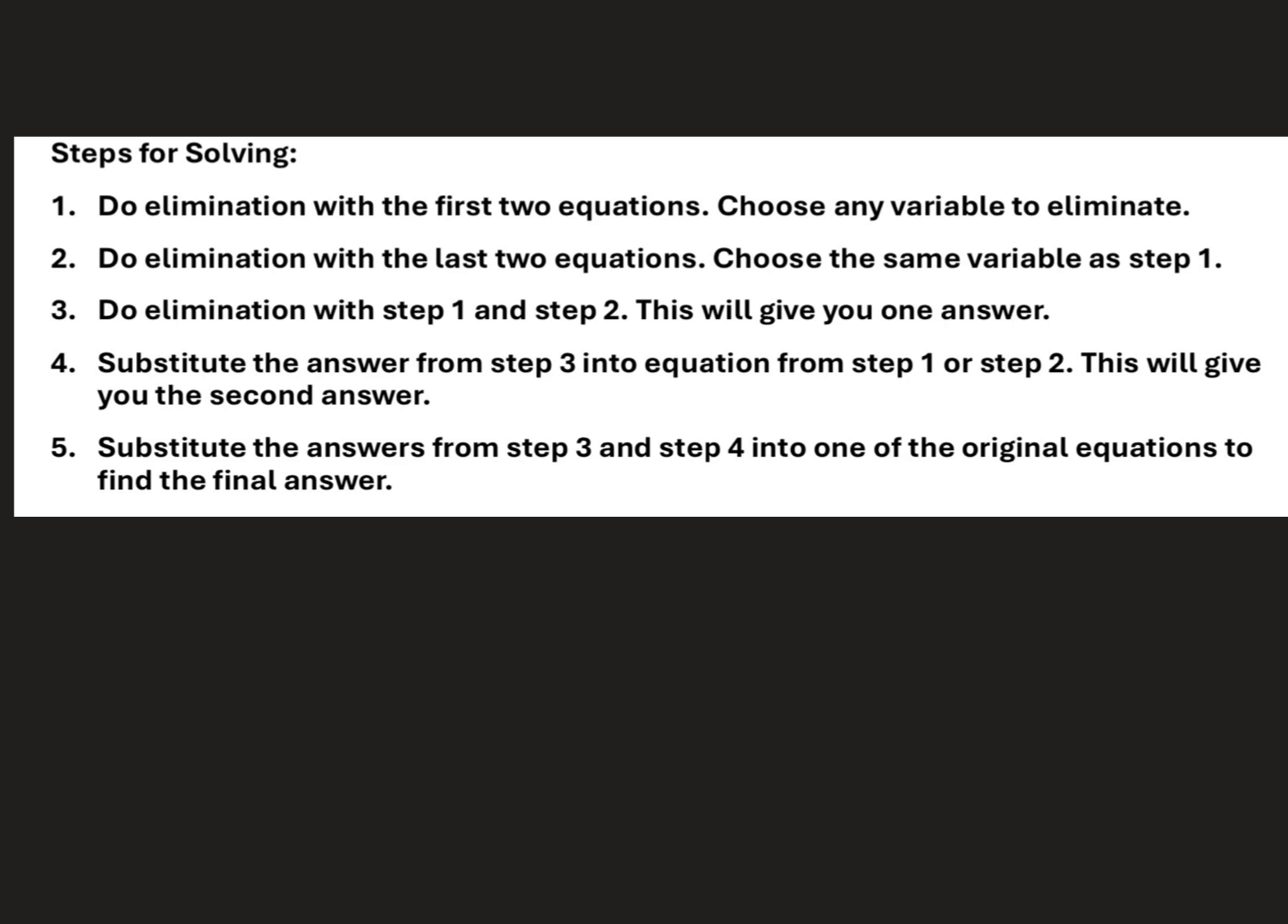Number three, do elimination with step one and step two. This will give you one answer. Number four, substitute the answer from step 3 into the equation from step 1 or step 2. This will give you the second answer. And then step 5, substitute the answers from step 3 and step 4 into one of the original equations to find the final answer. And be sure to write your answer as an ordered triple x, y, z.